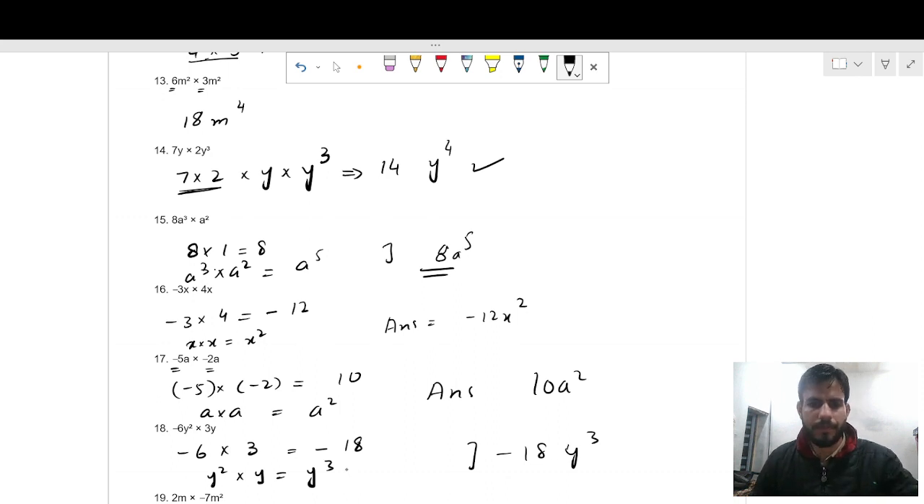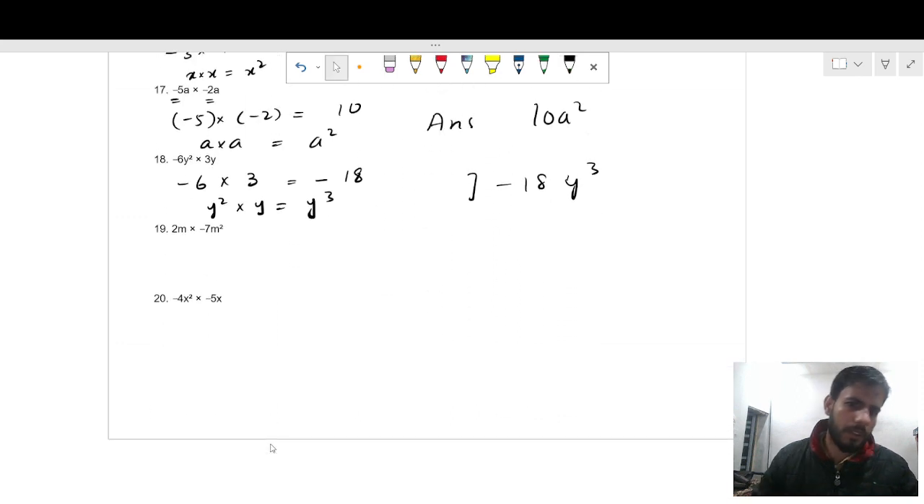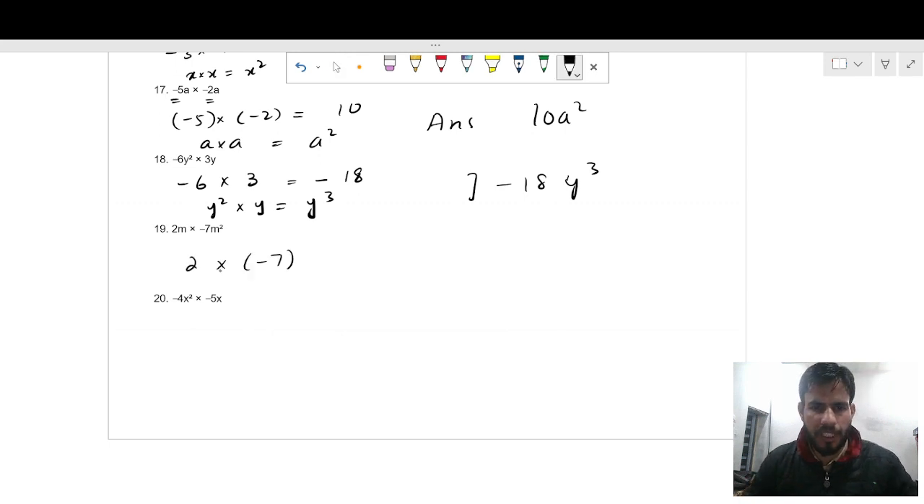Next, question number 19. If you will see question number 19, we have 2 times negative 7. Observe that whenever we have two consecutive signs, we use a bracket in order to avoid any kind of confusion. Times m squared, which is negative 2 times 7 is negative 14. M times m squared will be m cubed. Again it is invisible 1, so we can just add 2 plus 1 is 3.